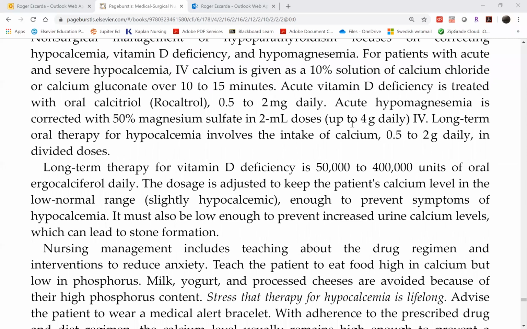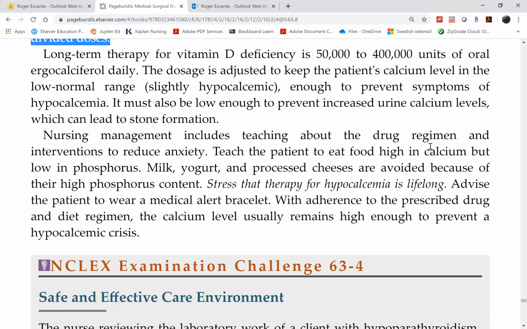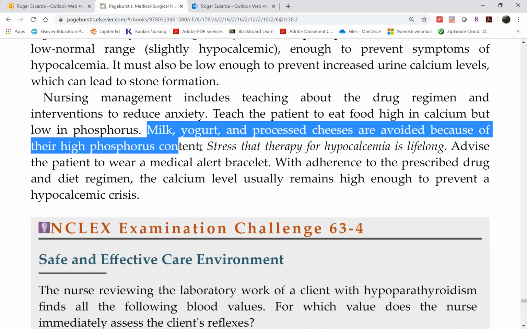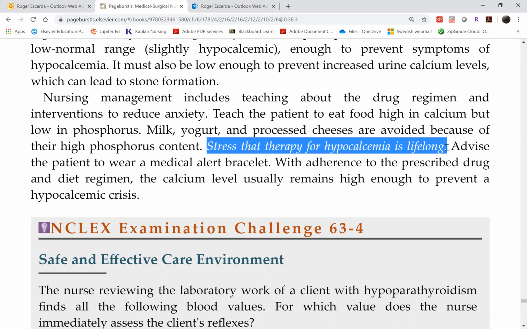For calcium replacement, take note that the range is 0.5 to 2 grams, so that's 500 to 2,000 milligrams daily. However, please take note that this should be divided. You can't dump 2 grams at one dose. So this is going to be given in 4 doses. So breakfast, lunch, and dinner, and then 1 at bedtime. Diet-wise, please take note here. Although most of us will probably think that dairy products are all high in calcium, which is true, but particularly milk, yogurt, and processed cheeses also have high phosphorus though. So that is contraindicated. And just like with hypothyroidism, this hormone replacement is going to be lifelong.